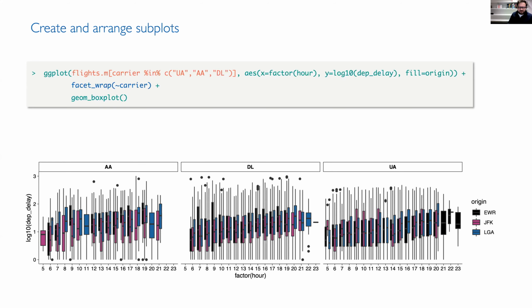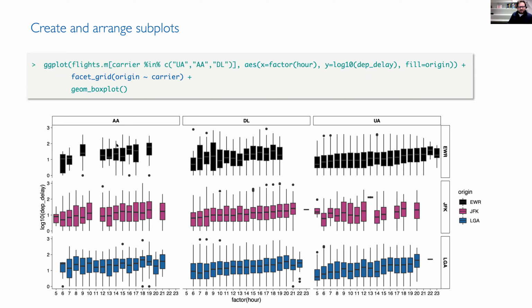Let's have a look at the next slide. We can also have more complicated subplots. For example, we can have a grid by using a more complicated formula where the y direction should be the origin, and the x direction in this grid should be the carrier. Then we get these plots, and you can nicely see how these delays add up during the day.